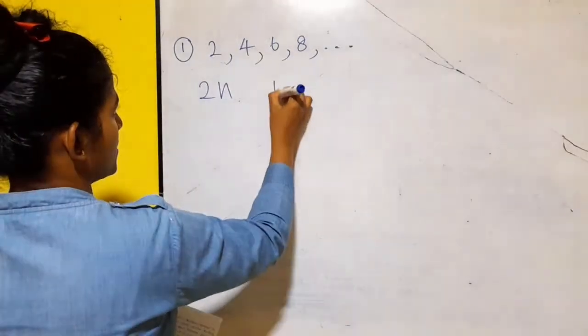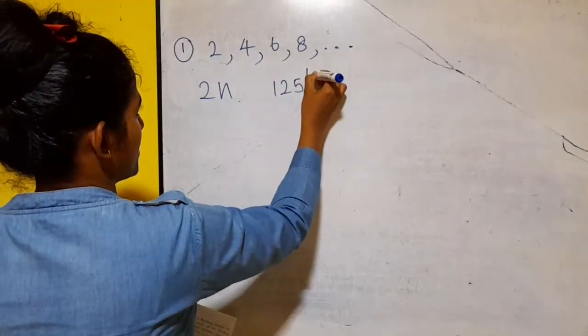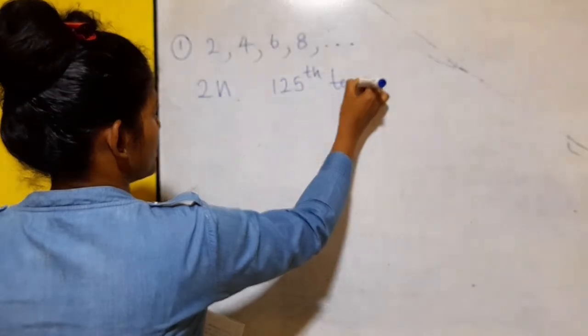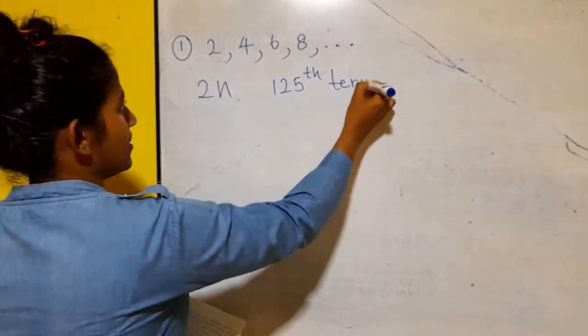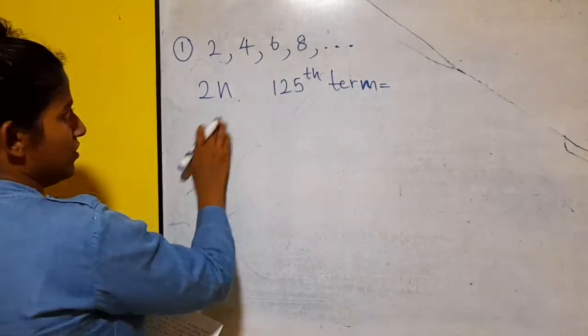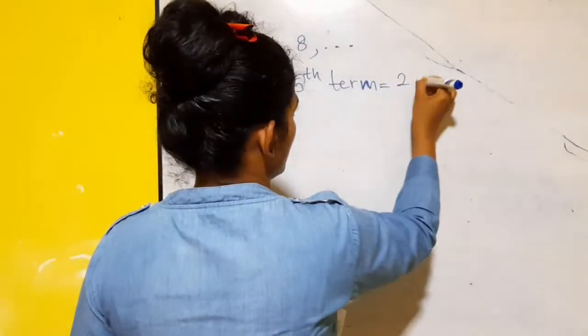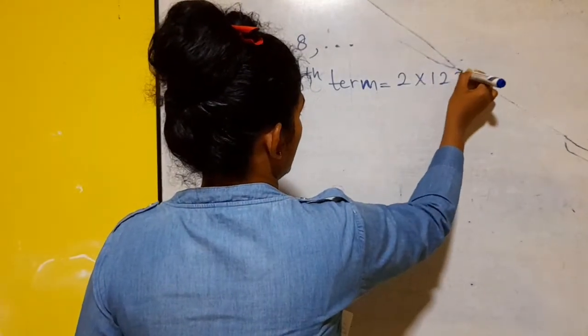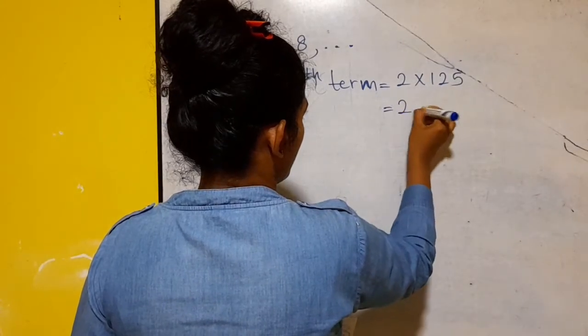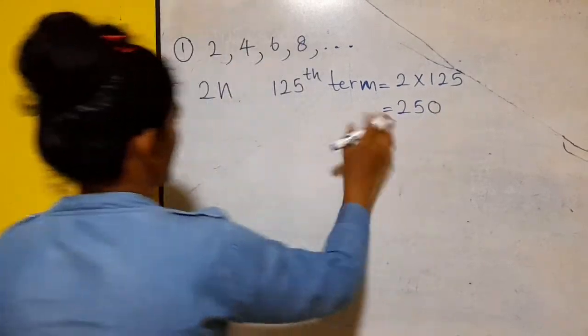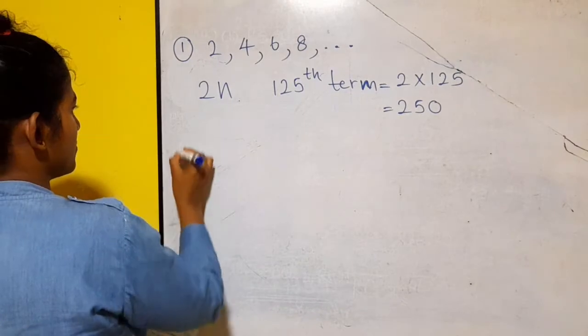So we can find the 125th term by substituting 125 for n here. That means 2 into 125. That is 250. That is the 125th term.